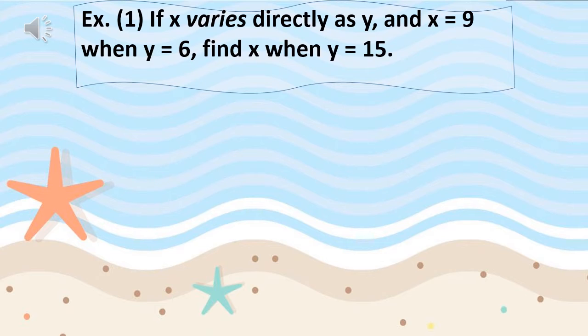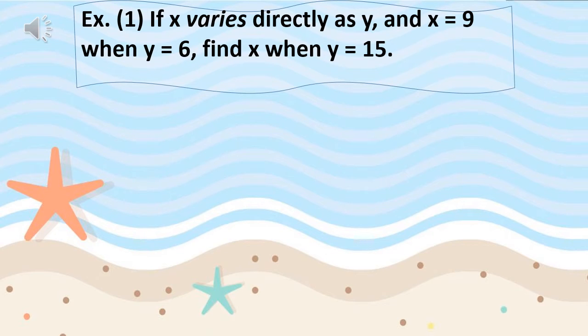So students, now we know what is direct variation. Let us solve a few examples and get our doubts clear. The example here is: if x varies directly as y and x is equal to 9 when y is equal to 6, find x when y is equal to 15. So students, tell me what is given in this question. Here it is given that x varies directly as y. Second thing, x is equal to 9 when y is equal to 6. Also, we need to find x when y is equal to 15.